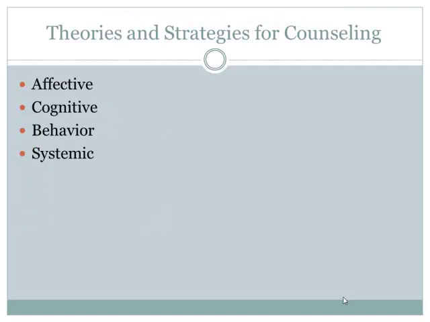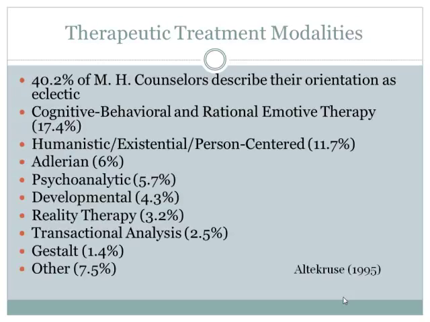So we've already talked about the fact that theories and strategies for counseling are either affective, cognitive, behavioral, or systemic in nature. This particular slide gives attention to the fact that there are various therapeutic treatment modalities. 40.2% of mental health counselors describe their orientation as eclectic.